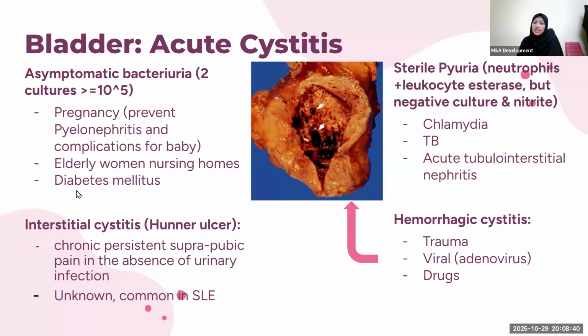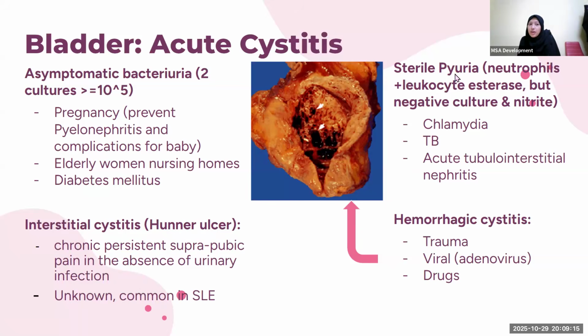Other causes of acute cystitis are interstitial cystitis. Interstitial means inside the bladder. Inside the bladder, there is chronic persistent inflammation due to an ulcer. Both of them are the same, Hunner ulcer or interstitial cystitis. It's inside the bladder, causing chronic inflammation. There is no infection. It's chronic because of an ulcer, which is not treated with antibiotics. It's unknown. It's more common in SLE. That's mainly it.